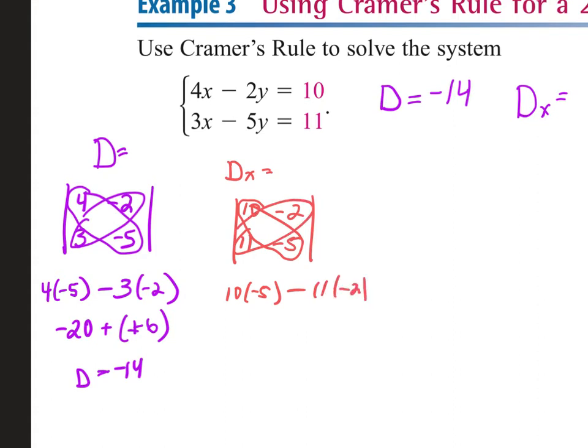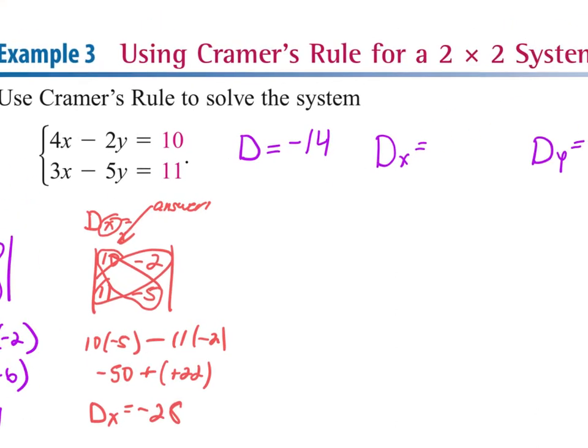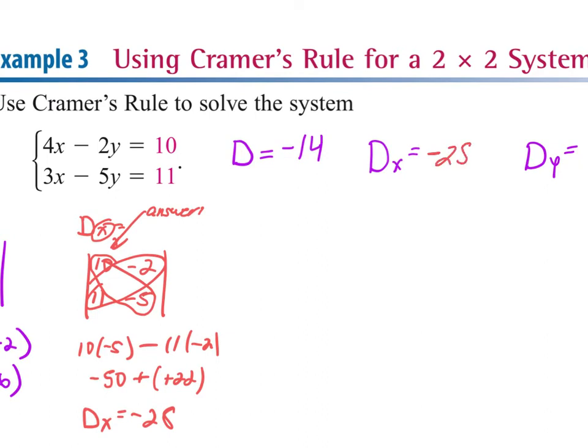The only thing that you interchange is whatever variable you're looking for. Since we're looking for x, we plug the answers in for x. So 10 times negative 5 is negative 50, minus 11 times negative 2 is negative 22. Two negatives give me a what? Positive. So d sub x equals, what's negative 50 plus 22? Negative 28. So up here I'm going to say my d sub x is negative 28.